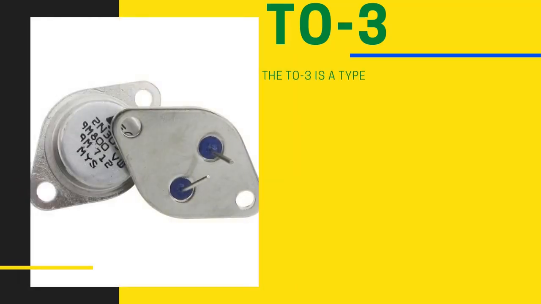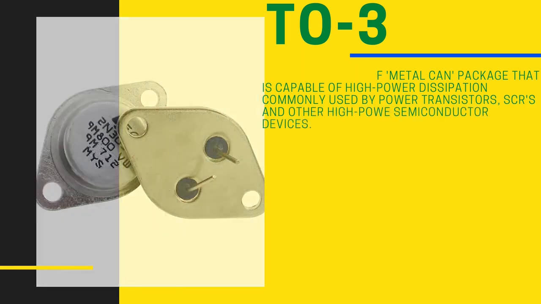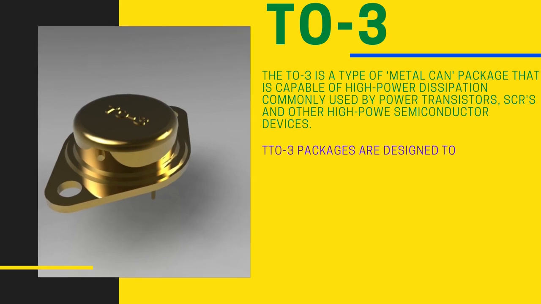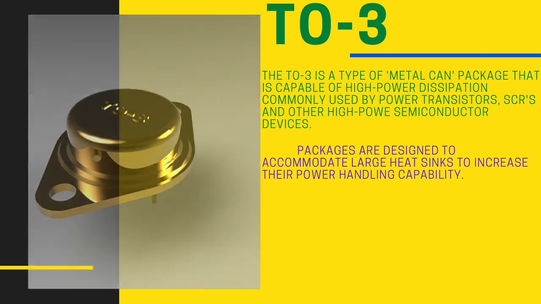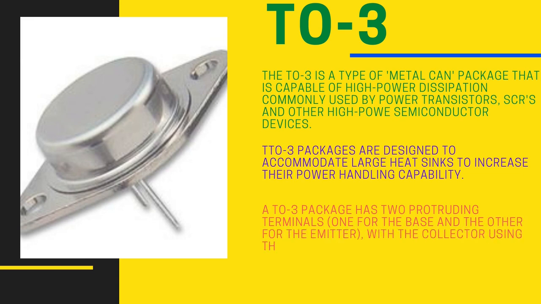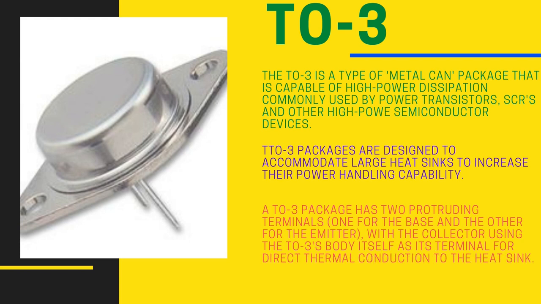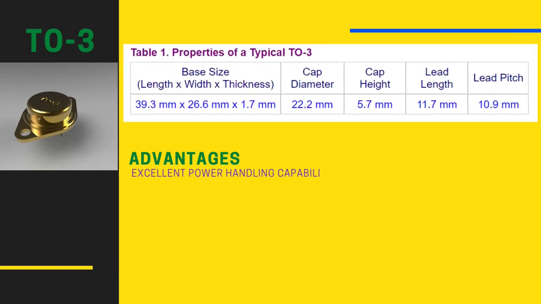The TO3 is a type of metal can package that is capable of high power dissipation, commonly used by power transistors, SCRs and other high-power semiconductor devices. TO3 packages are designed to accommodate large heat sinks to increase their power handling capability. A TO3 package has two protruding terminals, one for the base and the other for the emitter, with the collector using the TO3's body itself as its terminal for direct thermal conduction to the heat sink. The package outline of the TO3 is given in the table shown.